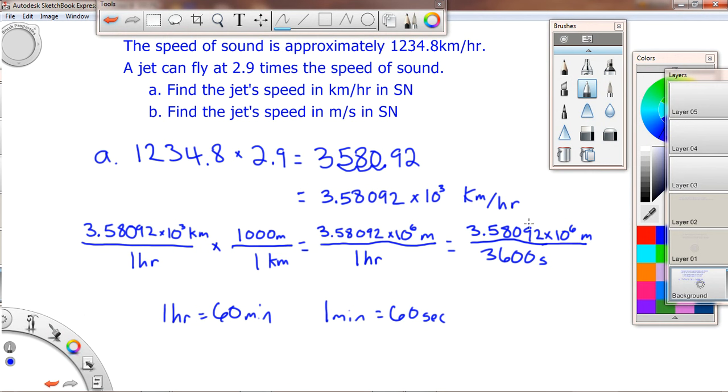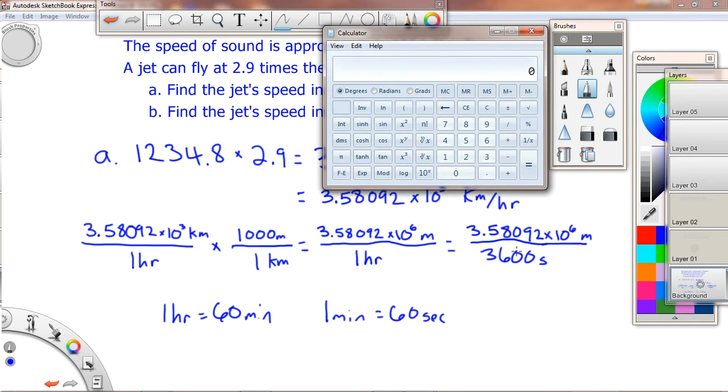meters. And what I want to do here is I have meters over seconds. That's great. But what I really need to do is I need to have a 1. I need to have a unit rate. So I'm going to divide the top number by 3,600, and that'll give me my final answer. So here we go to our calculator. We're going to say 3.58092.